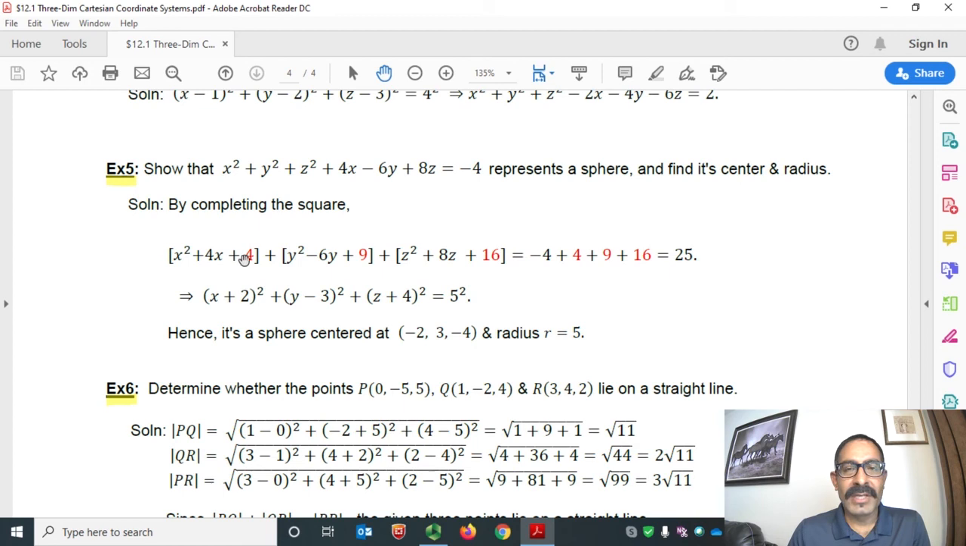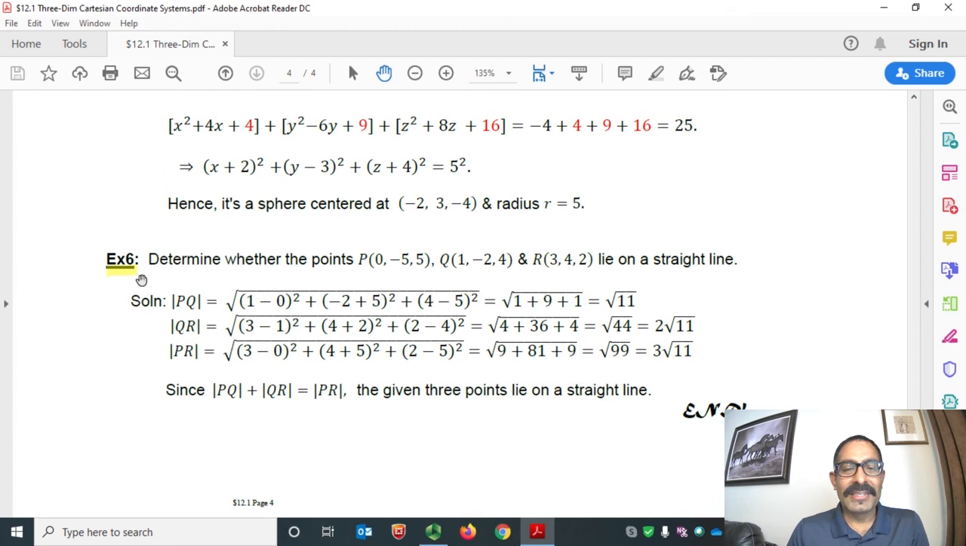And these three terms give you (x plus 2) squared. These three terms give you (y minus 3) squared. And these three terms give you (z plus 4) squared equals 5 squared. So comparing this last expression with the standard equation of a sphere, our center is (minus 2, 3, minus 4) and radius is 5. Awesome. I hope this makes sense to you all. Let's move on.